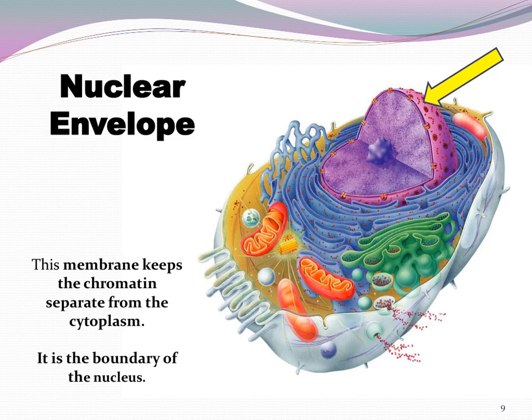This is the nuclear envelope. It's the boundary to the nucleus. This membrane keeps the chromatin separate from the cytoplasm. And as you can see, the nuclear envelope is also very porous, which allows some things to escape from the nucleus.